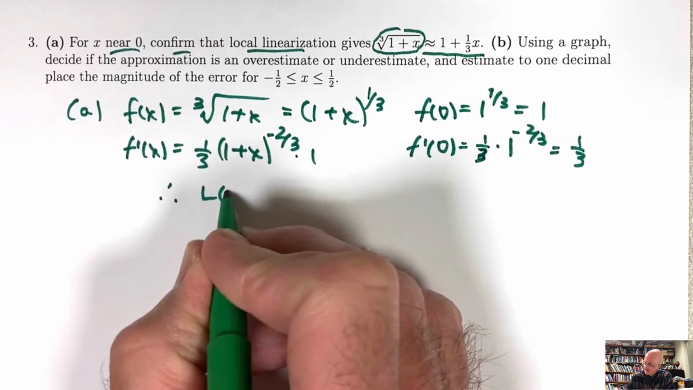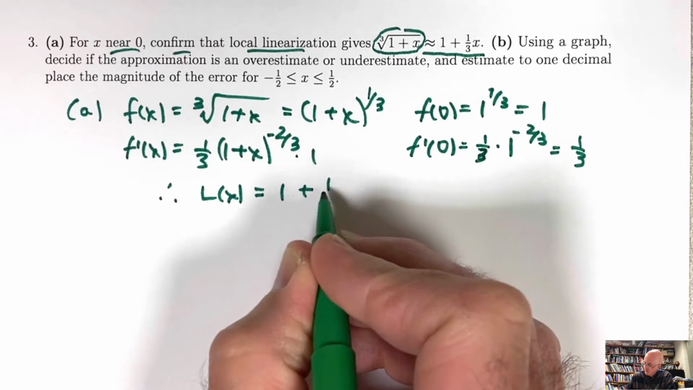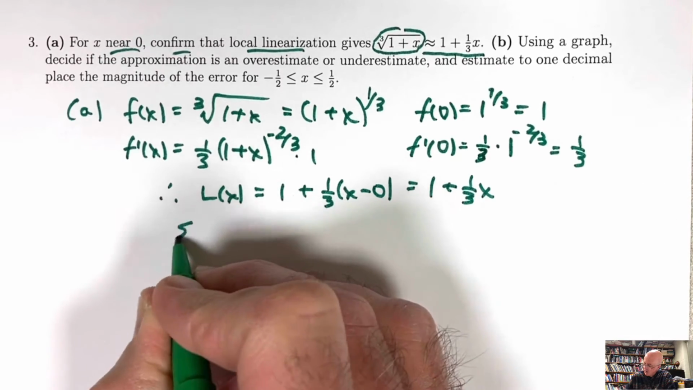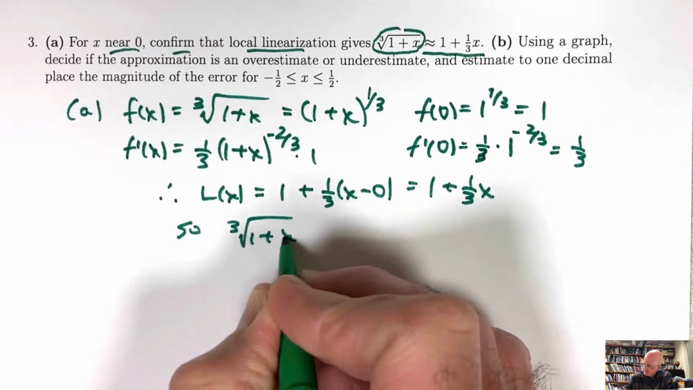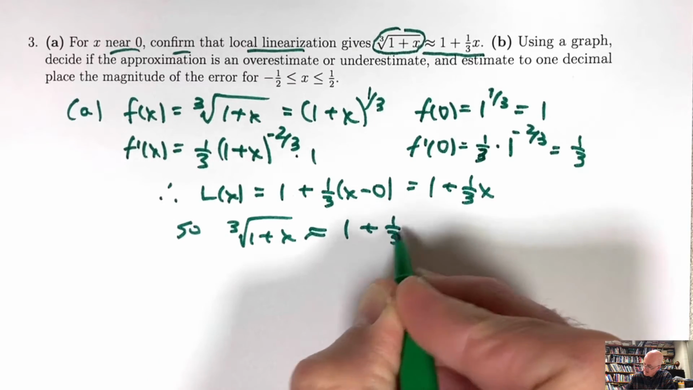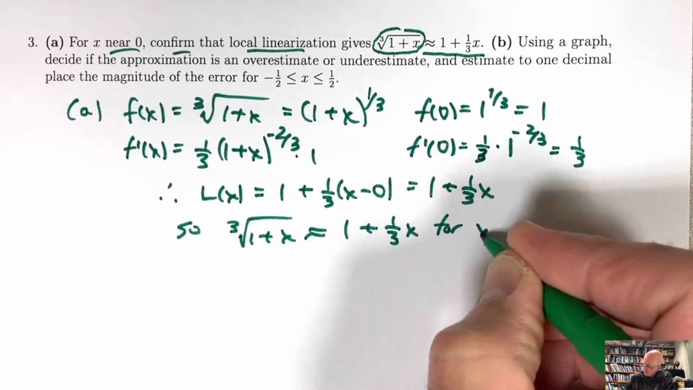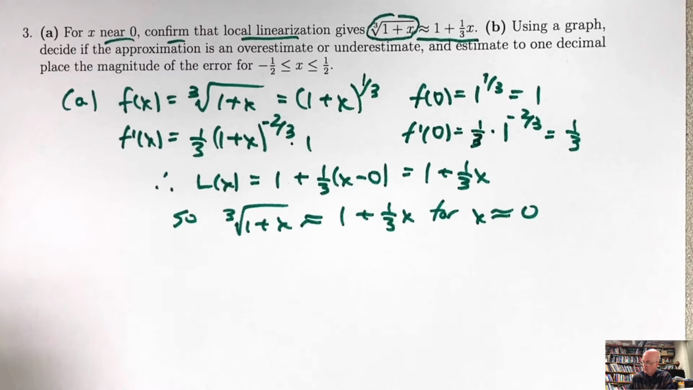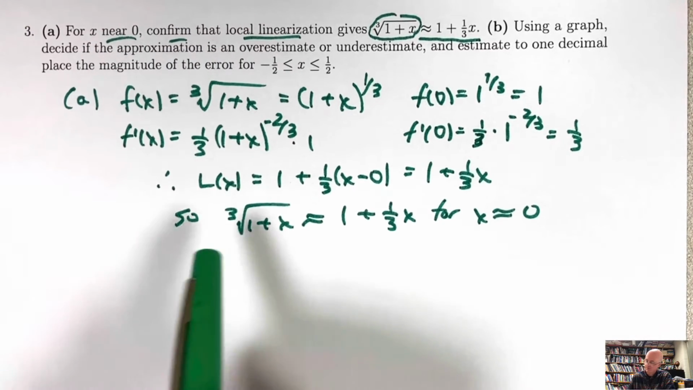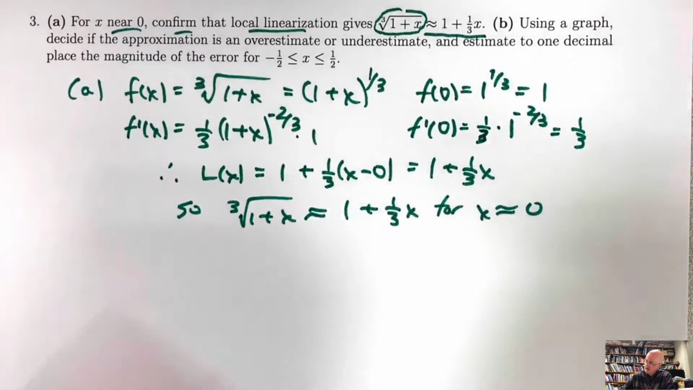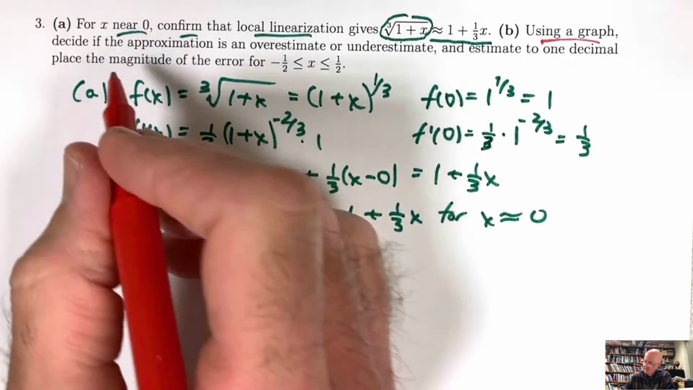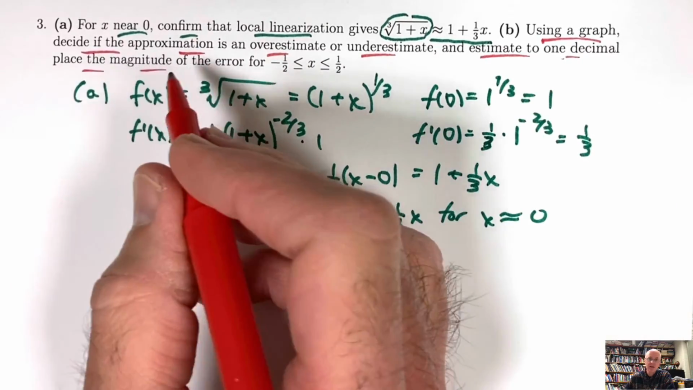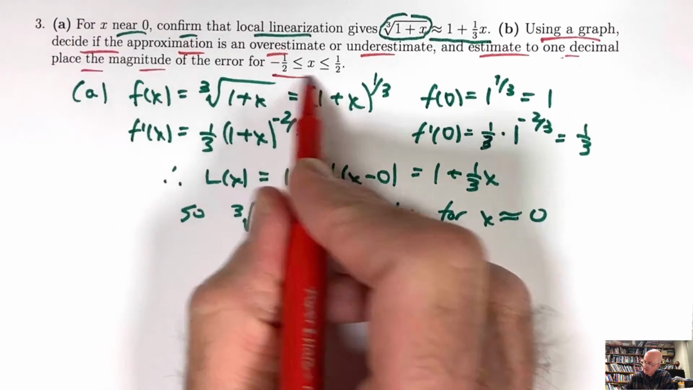Therefore, L of x is 1 plus 1/3 times x minus 0, which is 1 plus 1/3 x. So the cube root of 1 plus x is approximately 1 plus 1/3 x for x close to a, where a is 0, for x approximately equal to 0. This is a nice way to approximate that kind of cube root. So we could use it to approximate cube roots of numbers close to 1. Part B, again, using a graph. We'll use technology here. Decide if the approximation is an overestimate or an underestimate, and estimate to 1 decimal place the magnitude of the error in absolute value for x between negative 1/2 and positive 1/2.